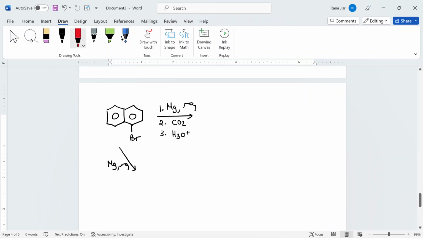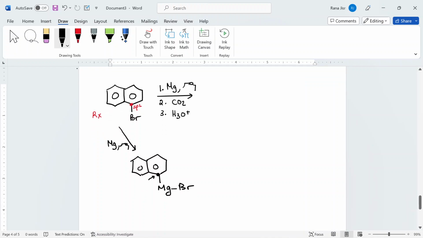So remember here we are starting with an RX. The R over here doesn't matter what R that is. It can be sp2 hybridized. It can be sp3. It doesn't matter. This is how I make my Grignard. So the first step is to make your Grignard. To make your Grignard, just insert the magnesium between the carbon over here and the bromine. So you're going to end up having an Mg and a bromine in there.